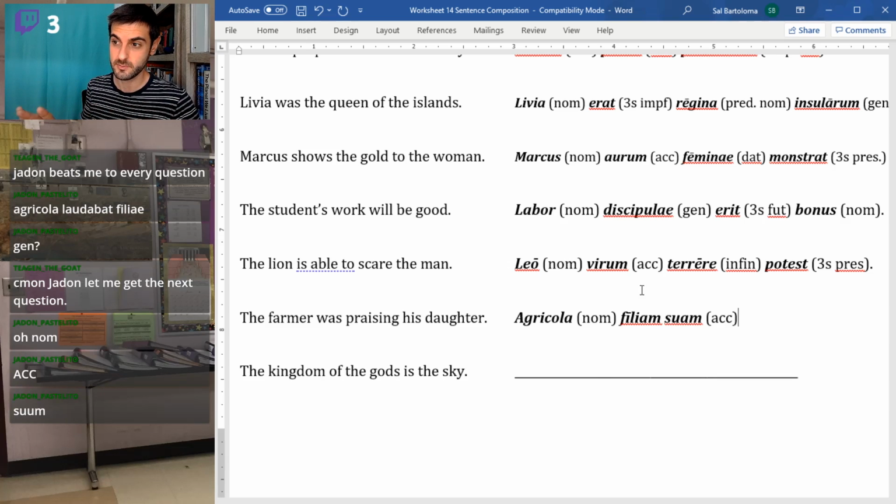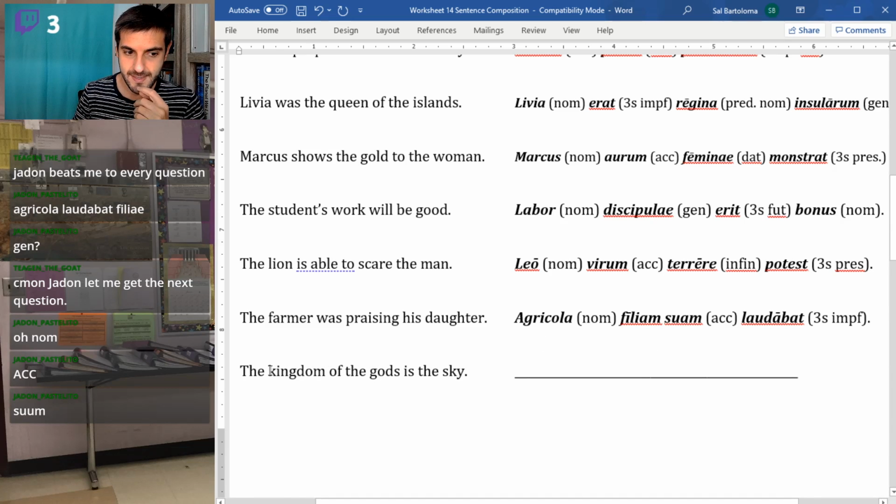But no genitives, right? That's what I said earlier. You either use one of those adjectives or you put somebody's name into the genitive, but you don't do both. And then your verb, guys, was absolutely right. Laudabat, right? Third singular imperfect. Agricola laudabat filiam suam. Suam because it's agreeing with daughter. Even though it's his daughter, daughter is feminine. So that's how adjectives work.